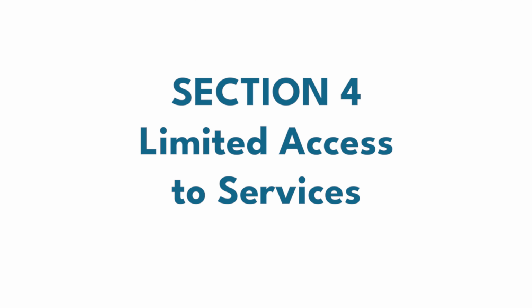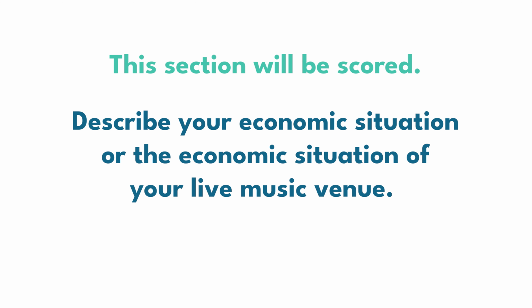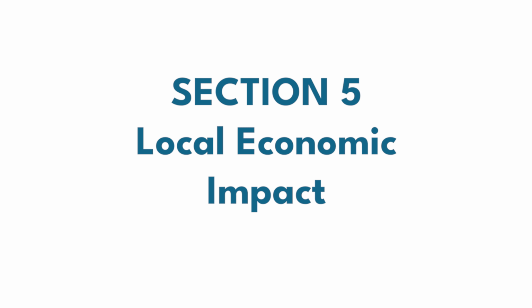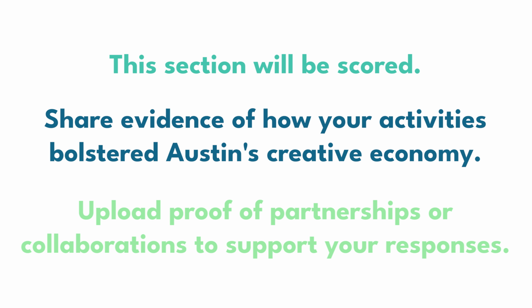Section 4. Limited Access to Services. This is the first scored section of the application. You will be asked questions about your economic situation or the economic situation of your venue if you are a live music venue. Section 5. Local Economic Impact. This section asks how you or your venue's past activities have supported Austin's creative economy. You will be asked to upload evidence of your participation or collaborations that support your answers.